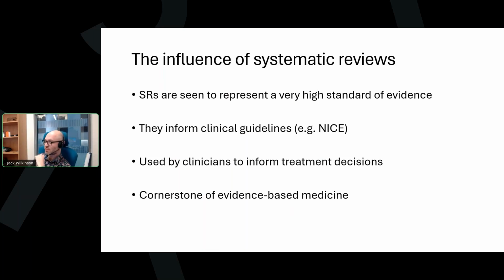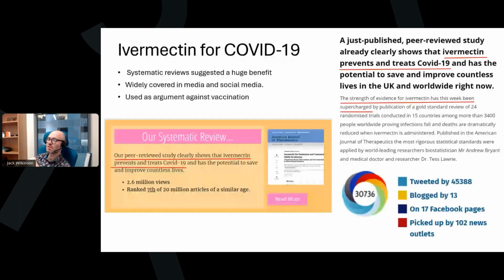But unfortunately, we've come to realize that there's a problem with this paradigm, okay? So let me illustrate that with an example. And the example I'm going to give you is ivermectin for COVID-19, okay? So there were some systematic reviews that suggested that ivermectin was hugely beneficial in COVID-19. It would greatly reduce the chance of dying from COVID, all right?